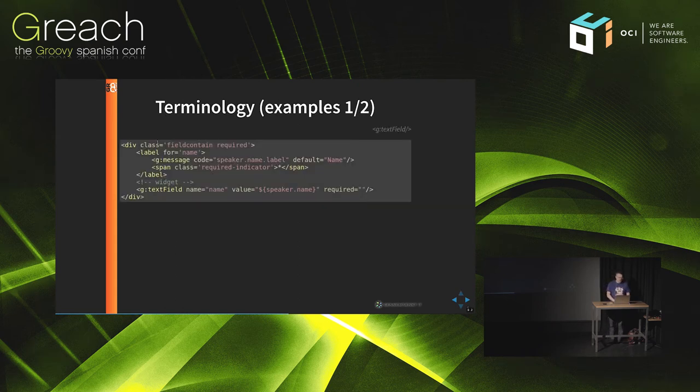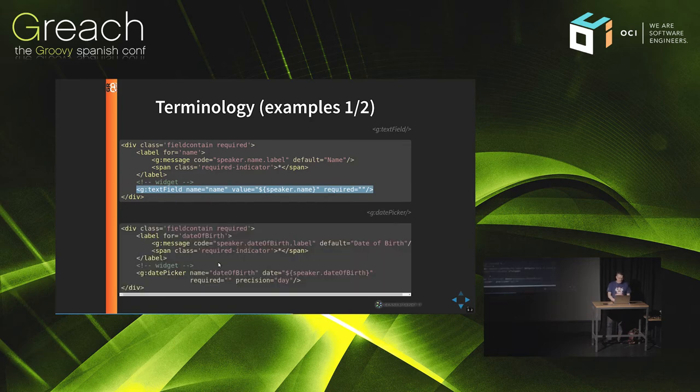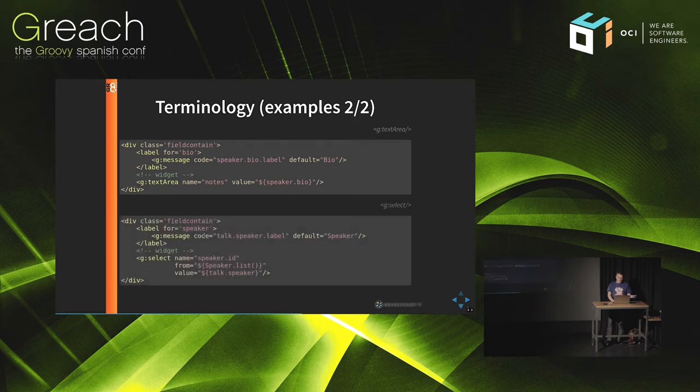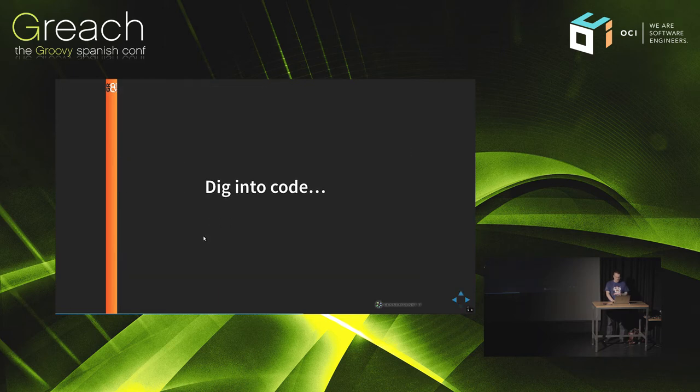Here we have a div. So this big part here, that would be the wrapper, and the widget itself would be the text field. And the same goes for here. It's just a date picker. That's the widget. But as you can see, the remainder is basically the same, except for, of course, that it's labeled differently. So, same goes for a text area or a selector. So that is basically what the Fields plugin tried to solve: not repeating yourself. So let's dig into some code.